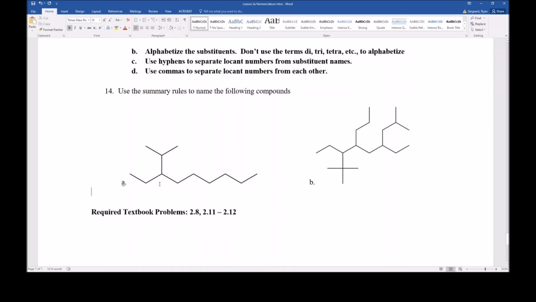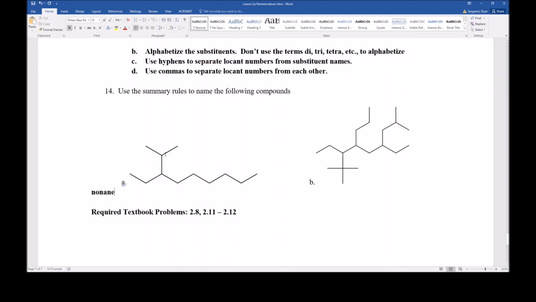So let's first pick our parent chain name. This is 1, 2, 3, 4, 5, 6, 7, 8, 9 versus 1, 2, 3, 4, 5, 6, 7, 8, 9. Yeah, it's 9. So this is some type of nonane. And when you're given 2 parent chains of equal length, we pick the one that has the most substituents coming off of it.